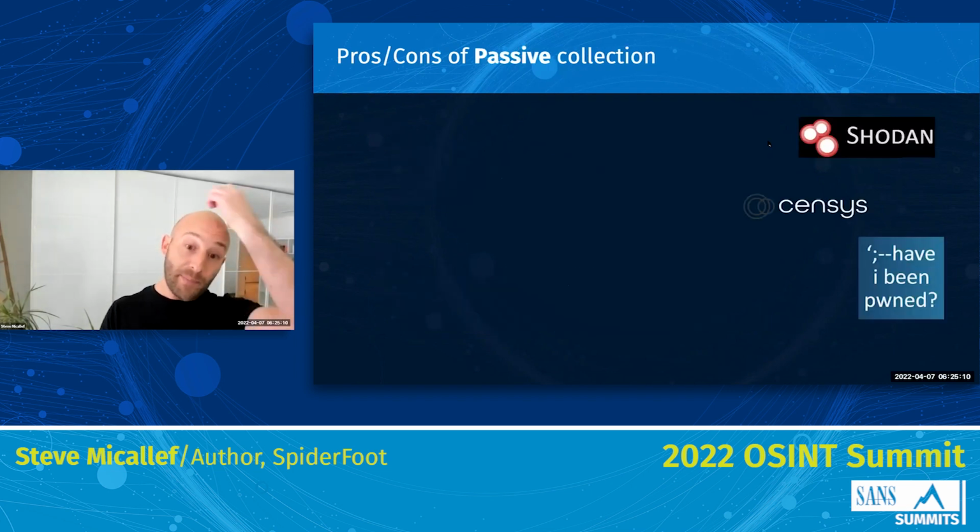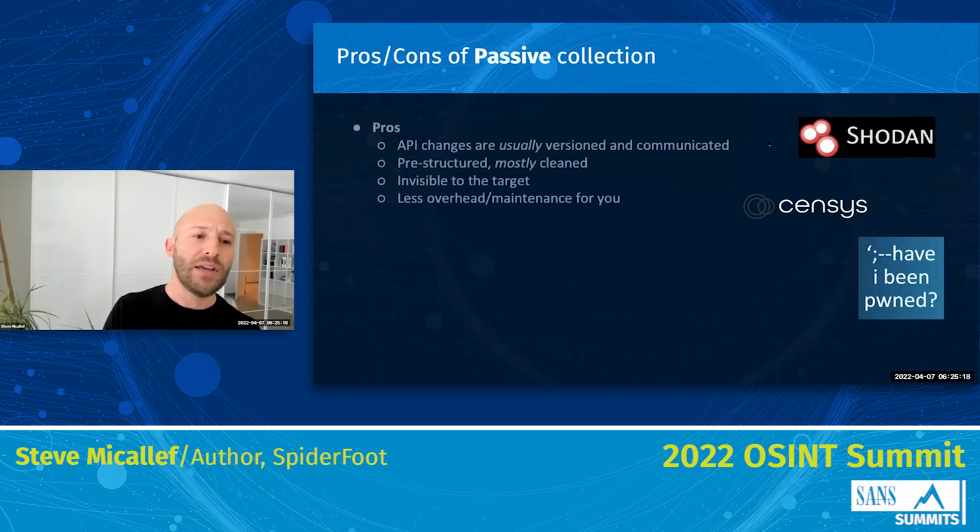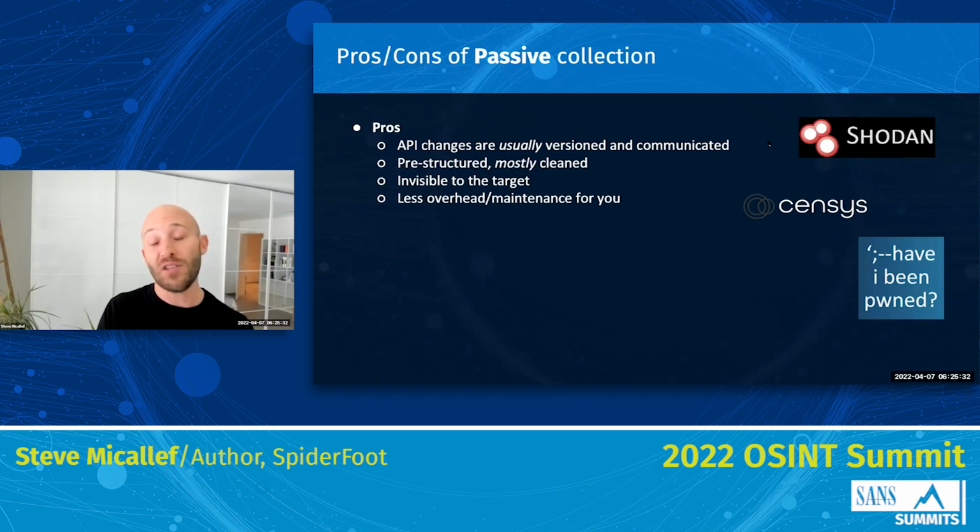And so let's talk now about passive collection, right? So we probably are familiar with some passive systems. I know Shodan is hugely popular, Censys and Have I Been Pwned. These are really well-known services. And this is really about, okay, you're querying an API, and that's usually a versioned and well-communicated, documented API. The data is well-structured. It's usually clean. Of course, there are bugs there as well. We'll get to that. And it's usually invisible to the target.